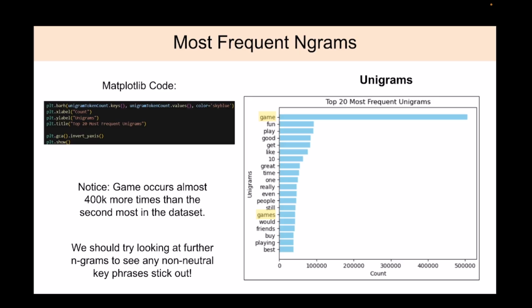Within this bar chart, we can see that the unigrams showcase a lot more neutral and positive words. We can see game and games, and we can see that game occurs almost 400,000 more times than the second most common word in the dataset, due to it being Steam. Now, we should also try looking further into n-grams to see if any non-neutral key phrases stick out.